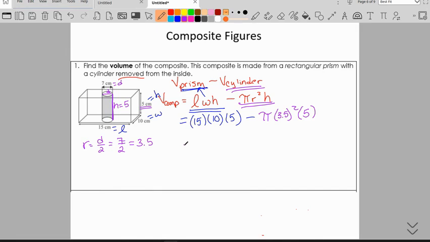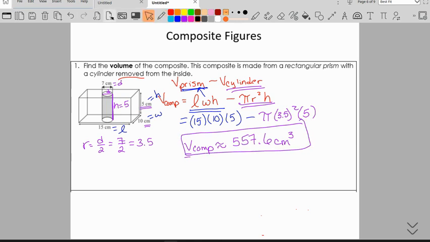So my volume of the composite is approximately, and I use that subscript to indicate which volume I'm talking about, approximately 557.6, and I need my units. I see that they're centimeters, but what kind of centimeters do we have for volume? That's going to be centimeters cubed or cubic centimeters.